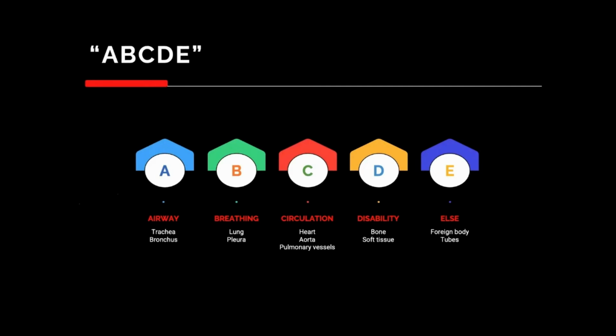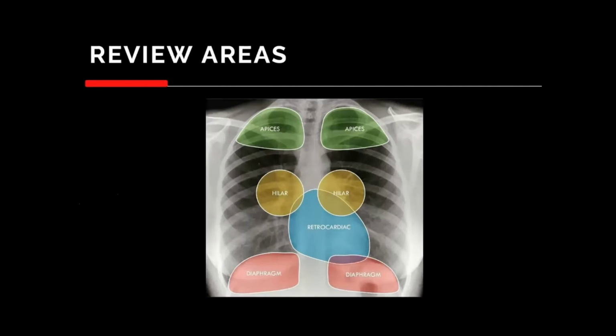All right. Another thing that we must not forget is what we call review areas. This is very important. What are the review areas? These are the review areas that we need to look at: lung apices, hilar, retrocardiac, and also diaphragm. I will show you some examples. So let's look at an example of the review areas.